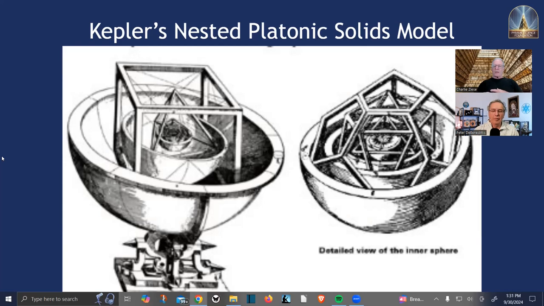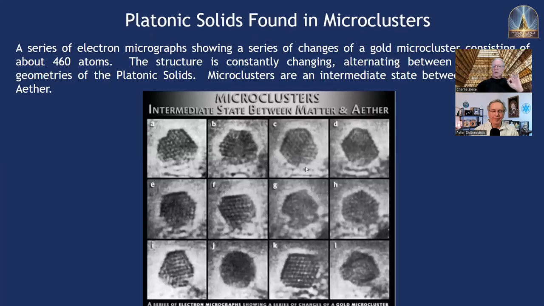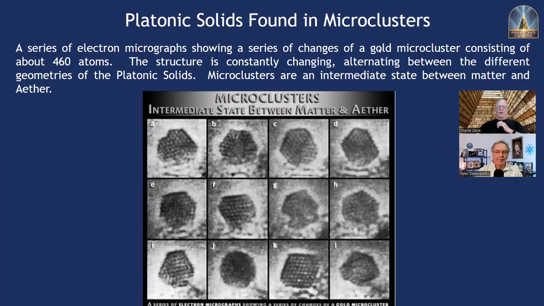And although that did not work well, as it turns out, the scaling that is involved in Platonic solids fits perfectly with geometries that are associated with not only the torus, but also with the scaling of fractals as well. So I just want to go through this quickly. This is an example of the Platonic solids showing up in microclusters.